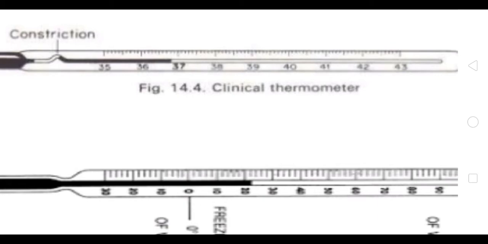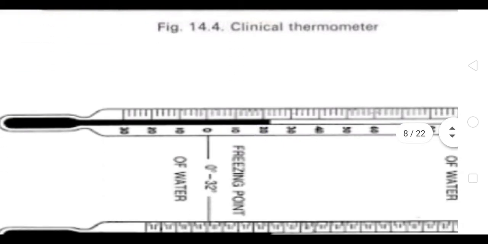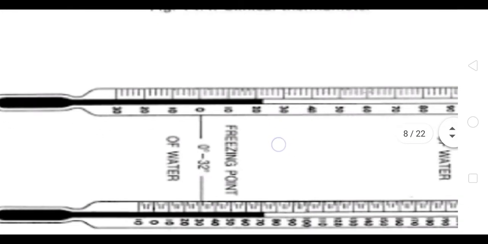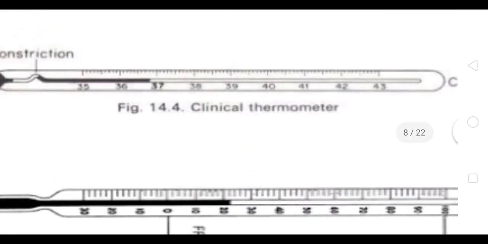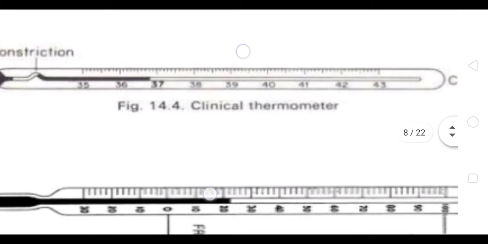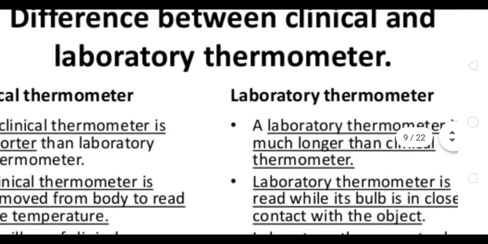The clinical thermometer shows the temperature range of a body, and the other thermometers are used to measure the temperature of different things, different objects, chemicals, etc. So there the range is very high and here the range is very low in the clinical thermometer. This is another difference between the clinical and other thermometers.